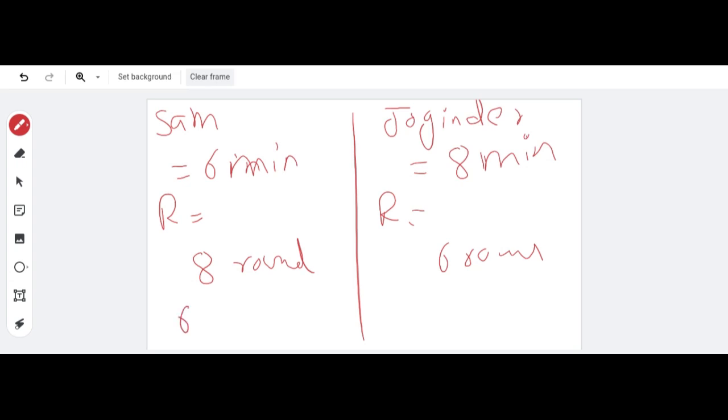First, you have to add 6 plus 8. We have to find the total time. No, we have to multiply 6 minutes with the 8 rounds. Total time: 6 multiplied by 8 gives me 48 minutes. Same thing here, 8 multiplied by 6 gives me 48 minutes. Understood?